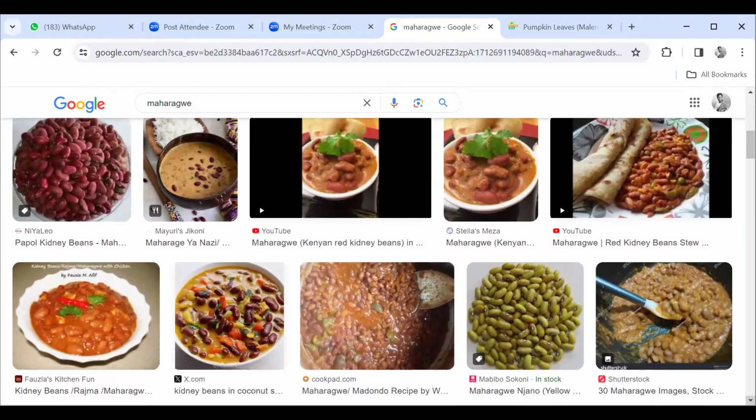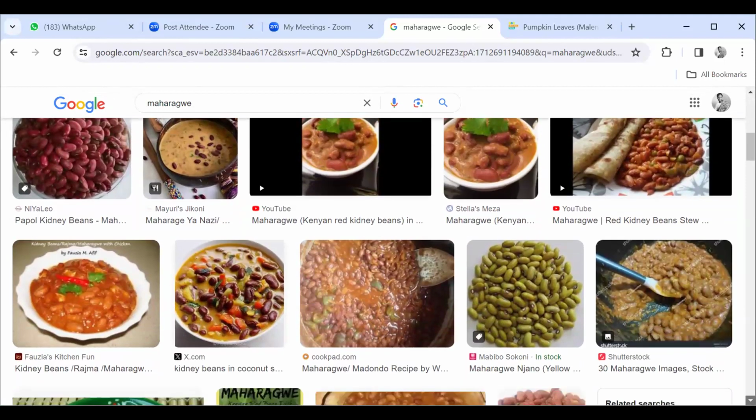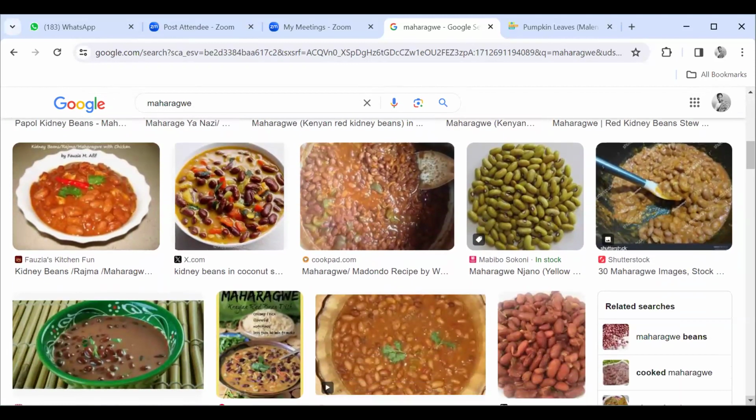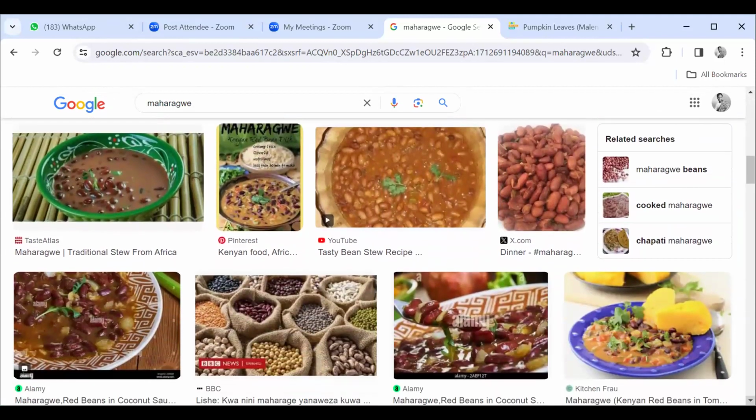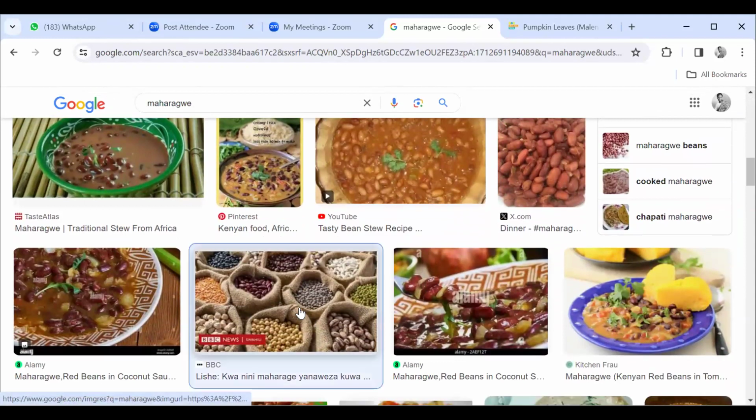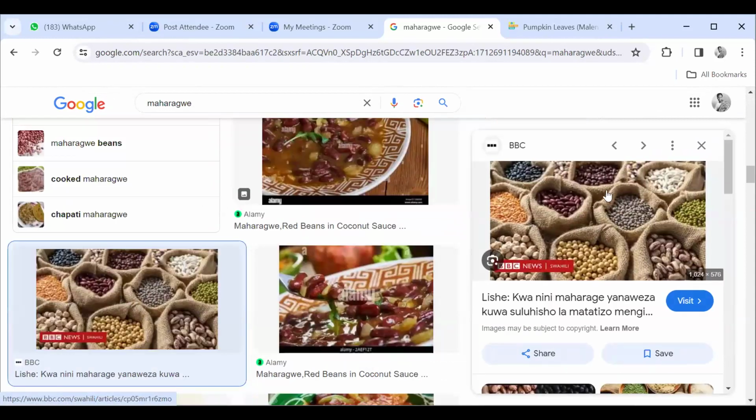Kidney beans, because I haven't seen any butter beans, but we've seen red peas. Basically, this is what you get in our shops, in our cereals. I think they can be here. Are they in this picture?